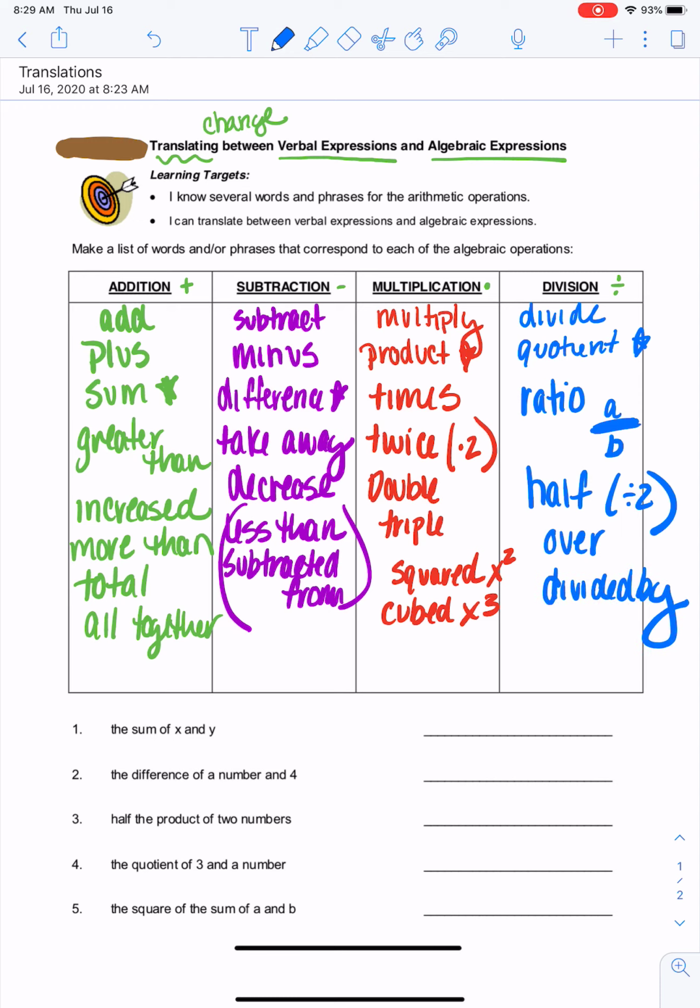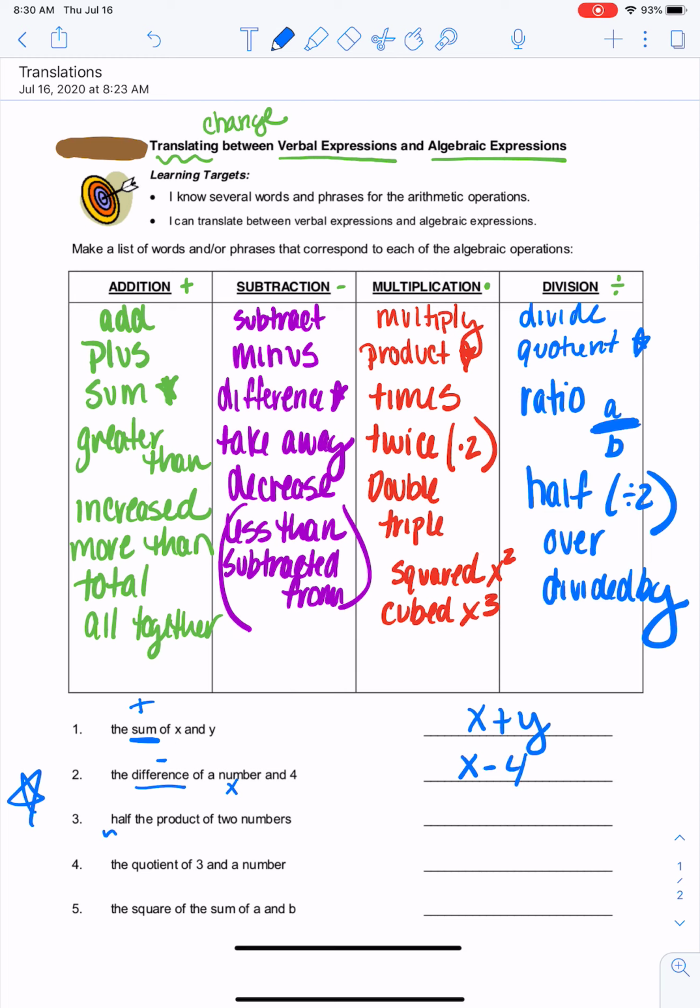Okay, so let's use that key to help us translate all of these phrases into algebraic expressions. So my first one, my key word is going to be sum. So when I see that key word, I'm going to write it above here. That tells me to add. So the sum of x and y, if I write that as an algebraic expression, it's just going to be x plus y. If I see the word difference, that means to subtract. So the difference of a number, so remember I'm going to use a variable, I'm just going to use x, and 4 is going to be x minus 4.